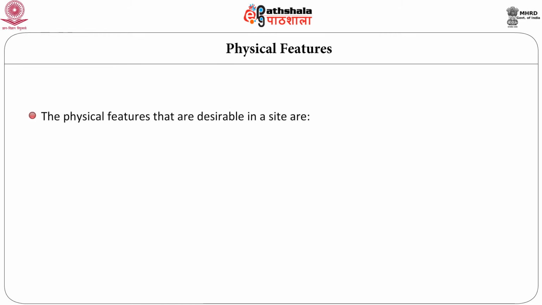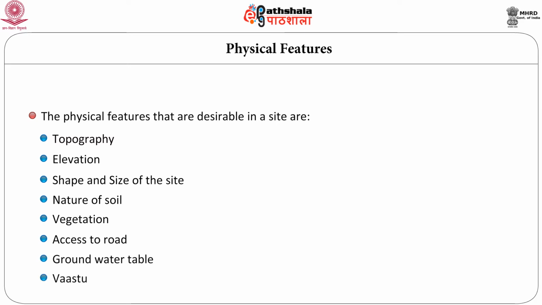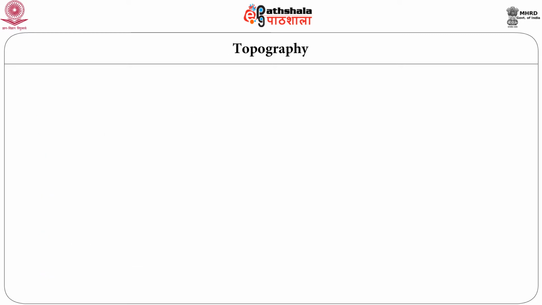The physical features that are desirable in a site are, we will make a list of them: topography, elevation, shape and size of the site, the nature of the soil, the vegetation, access to the road, the groundwater table and Vastu. Now that we have the list, let us discuss each of these one by one.